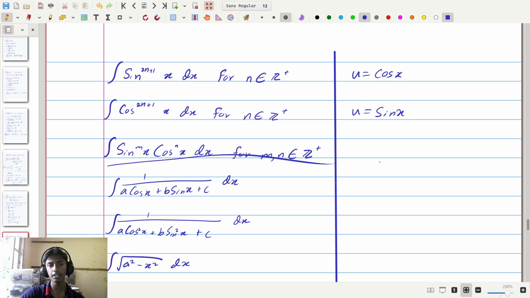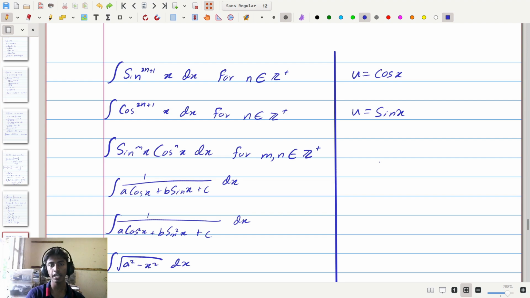As for this third integral, here we have the integral of sine of x to the power of m times cosine of x to the power of n. In this case, there are four possible cases. Where m is an even number and n is an even number, you can actually reduce it simply using double angle identities.